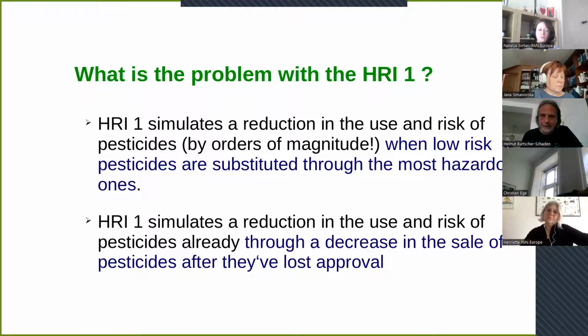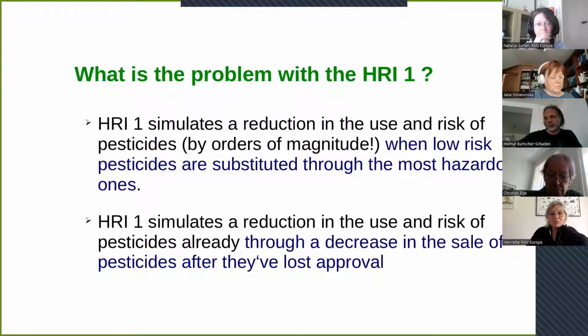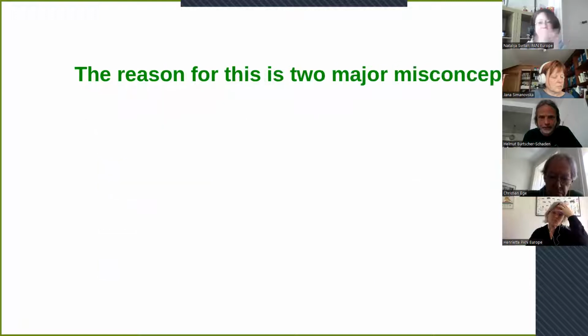The other one has maybe been known to experts for a longer time and was already described by the European Court of Auditors. It's the fact that the Harmonized Risk Indicator simulates a reduction in the use and risk of pesticides already through a decrease in the sale of pesticides after they have lost their approval. So it's retrospective, and the baseline is rising all the time when a pesticide is banned. It's not used now, it's not used next year, but it has been used in the last 5 years, or when the baseline between 2015 and 2017 was set, and this baseline is just exceeded, thereby simulating a risk reduction.